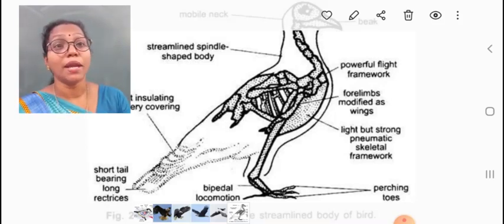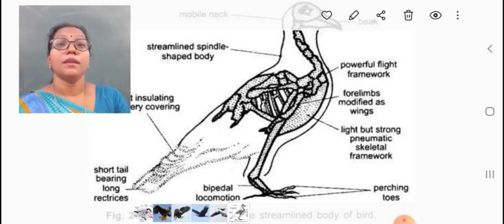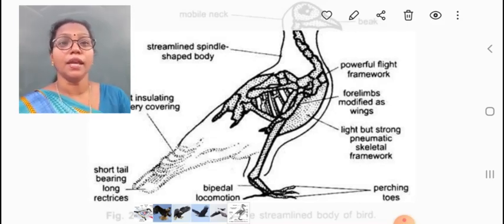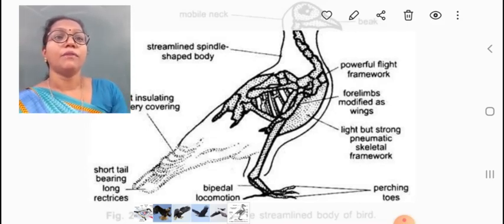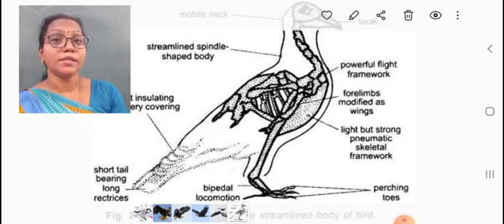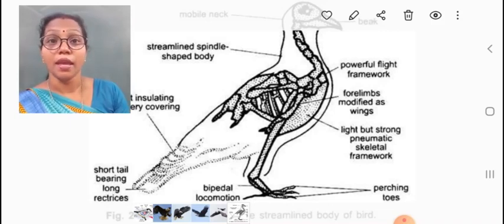They have a mobile neck. This neck can be twisted in different directions, and they can get a faraway view from above. Their body is streamlined. The pointed front part of the body helps them to pierce through the air and move easily in the air. The powerful flight framework: the bones have air spaces.